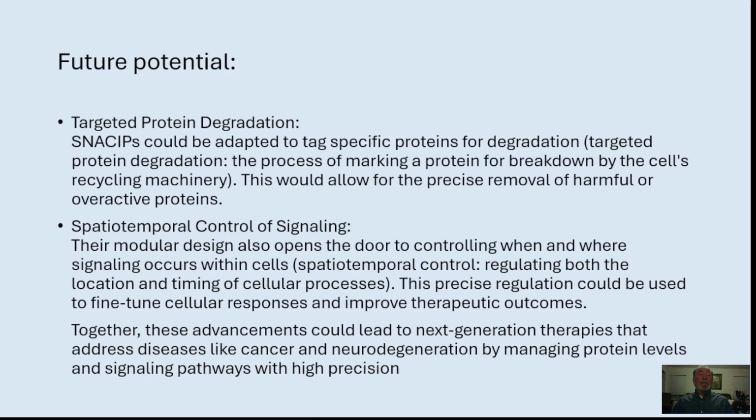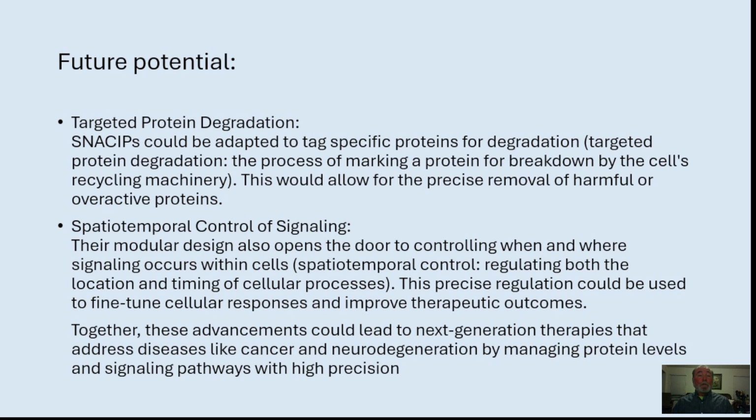Future potential. Targeted protein degradation. This could be adapted to tag specific proteins for degradation. This is the process of marking a protein for breaking down by the cell's recycling machinery, the lysosome. This would allow for the precise removal of harmful overactive proteins, which is significant.